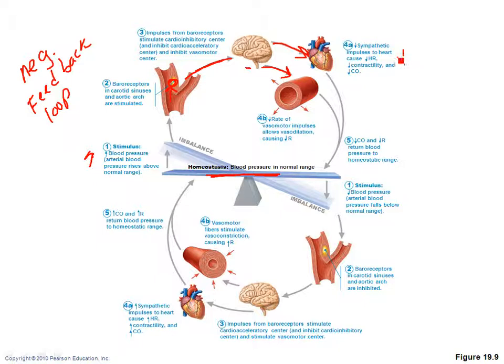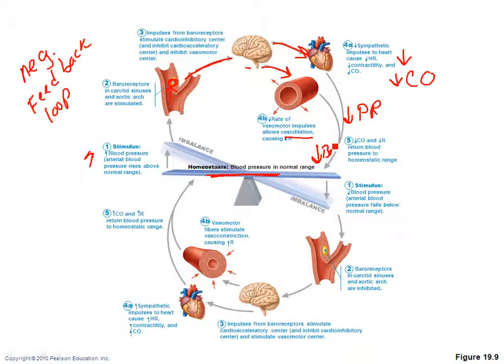It's going to slow down heart rate, slow down contractility, slow down cardiac output. It's going to send a signal to the vessels, have them vasodilate. That decreases what? Peripheral resistance. If you decrease cardiac output, you decrease peripheral resistance, you bring your blood pressure back down.